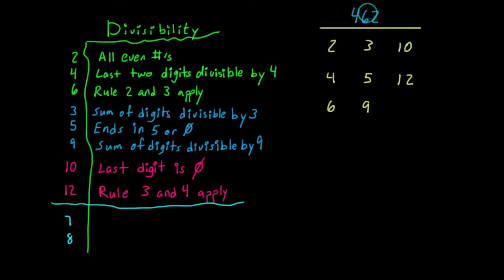So let's take a look at the rule of 3 for 462. The rule of 3 says the sum of the digits is divisible by 3. So I'm going to take 4 and add 6, also 2. 4 plus 6 is 10, plus 2 is 12. 12 is divisible by 3, therefore the rule of 3 works.